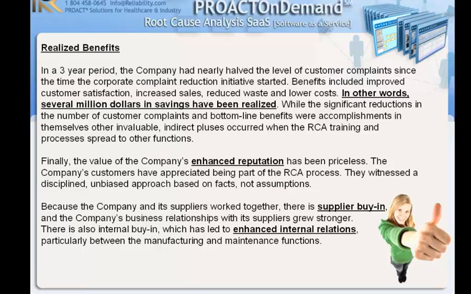The company's customers have appreciated being part of the RCA process. They witnessed a disciplined, unbiased approach based on facts and not assumptions or hearsay. Because the company and its suppliers work together, there is supplier buy-in, and the company's business relationships with its suppliers grew stronger. There is also internal buy-in, which has led to enhanced internal relations, particularly between manufacturing and the maintenance operations.